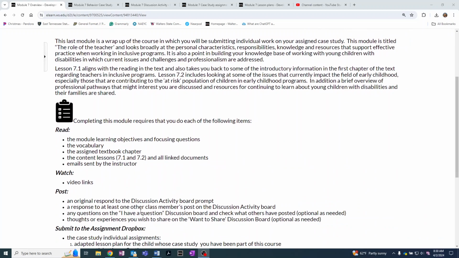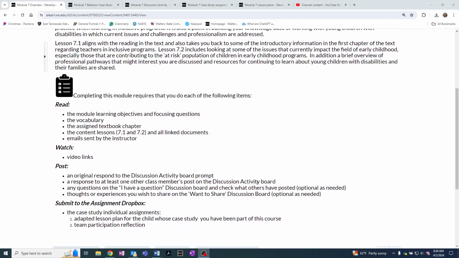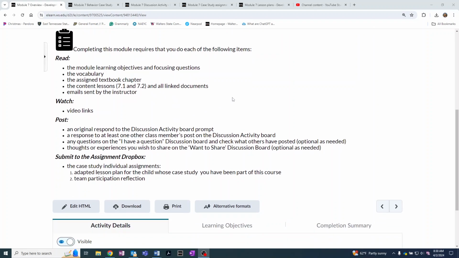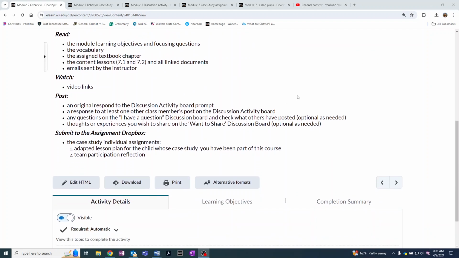So when we're looking at chapter 7, I want us to really look at not only your role, but how can we look at those challenging behaviors and address them? And how do we take a lesson and kind of tweak it to support that student? So, what you're going to be doing is you're going to go through the lesson 7.1 and 7.2. You will have a discussion activity as well as doing a behavior adapted lesson and a reflection.